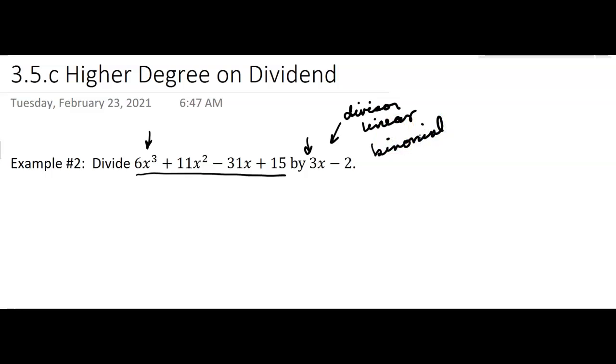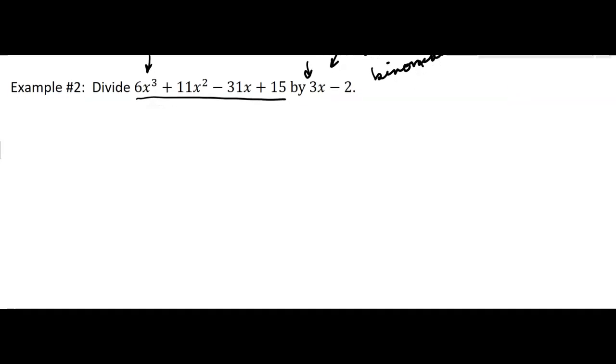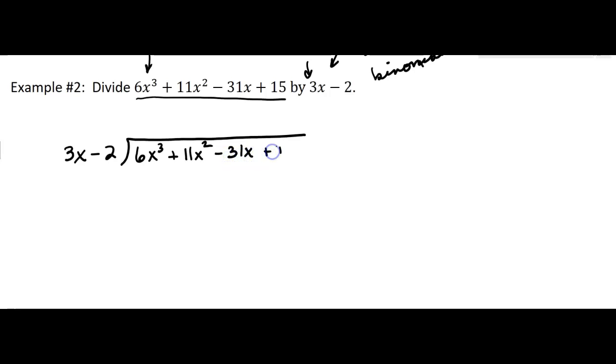Now remember, for long division, you don't have to have a divisor that's linear. It could be a higher degree. Sometimes we have to do that, but not in this section. So we're going to set up the problem, and that's kind of half the battle. The divisor goes on the outside, and then the dividend, 6x cubed plus 11x squared minus 31x plus 15. And then we just have to hope for the best.